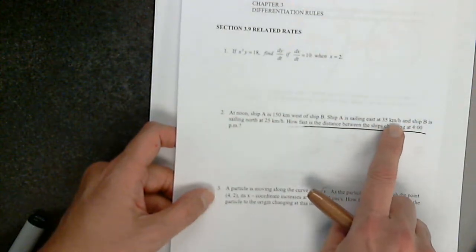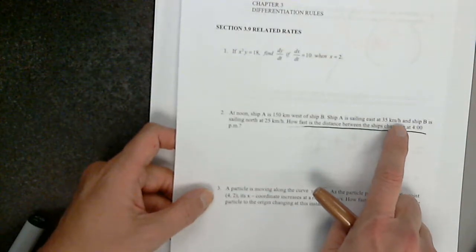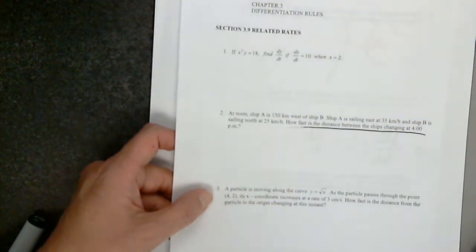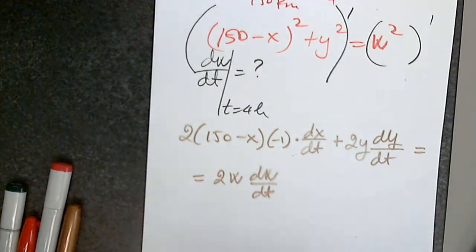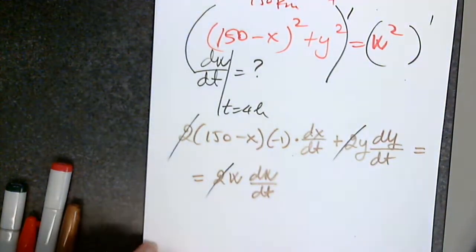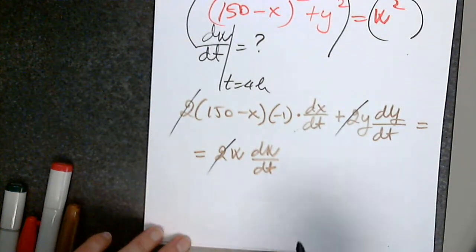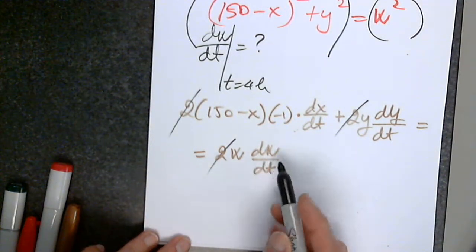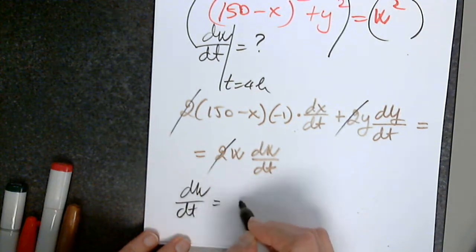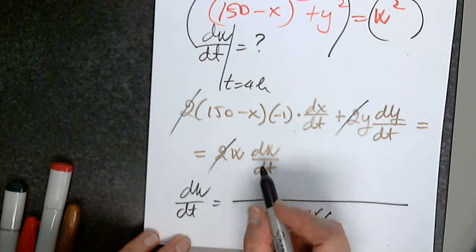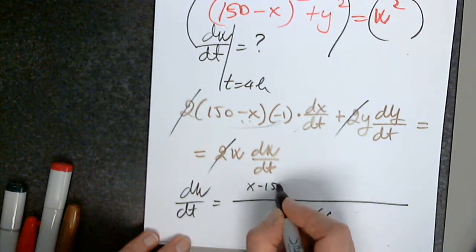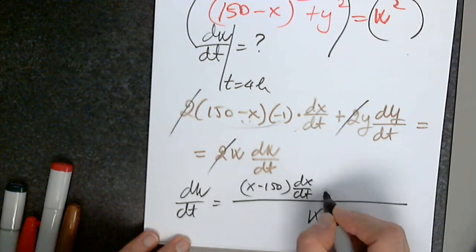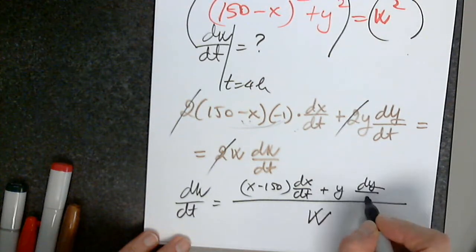And the rate of change is given in kilometers per hour. All I have to do at the end is just plug in time equals 4, or determine what I need for time equals 4. Okay, good. So now I'm solving for dW over dt. I see that all of them have 2. I will simplify both sides by 2, and I will divide both sides by W to get dW over dt. I'm going to distribute negative 1 so I don't have too many parentheses. So x minus 150 times dx over dt plus y dy over dt.